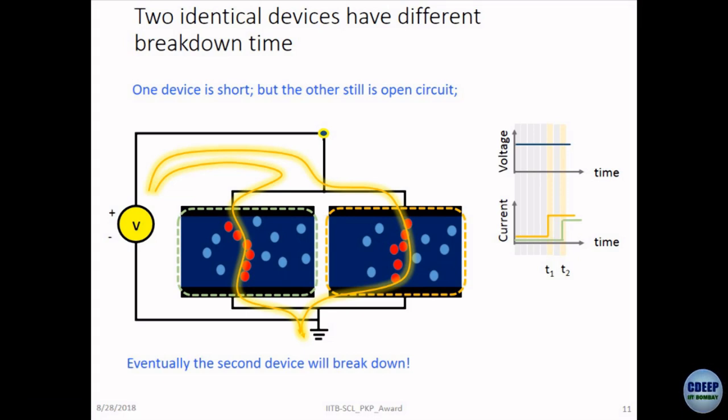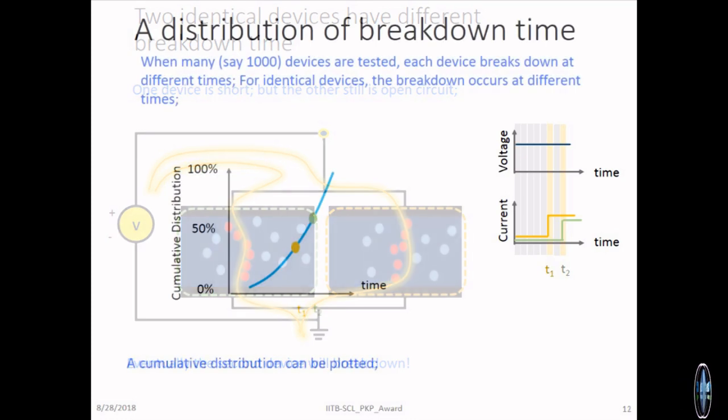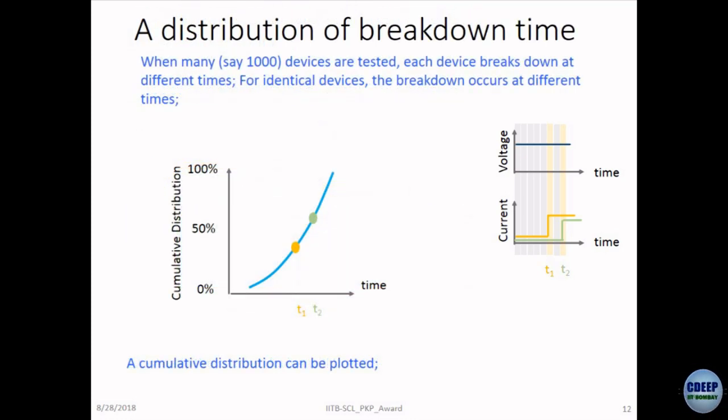So this essentially means that two random devices will take two different times, even if they're identical to begin with. Why? Because this defect generation process is stochastic, right? So when that happens, over time you can have a probability. After some time, everything would have broken down. Below some time, nothing would have broken down. And around some time, there would be a distribution of breakdowns. So for example, the green one has happened here, the yellow one has happened here, and they're different in time, and they would sit on this line, right?